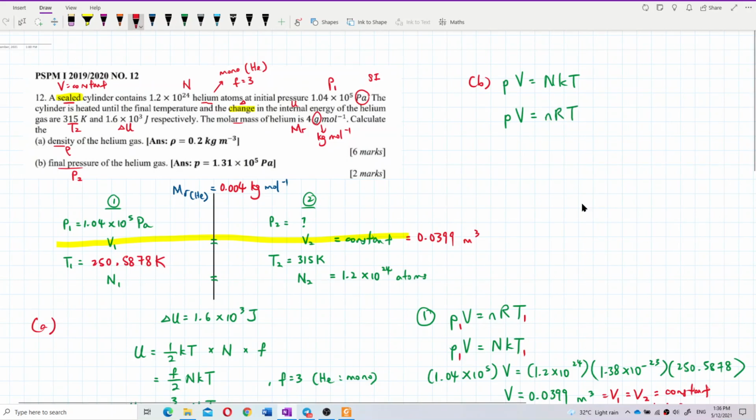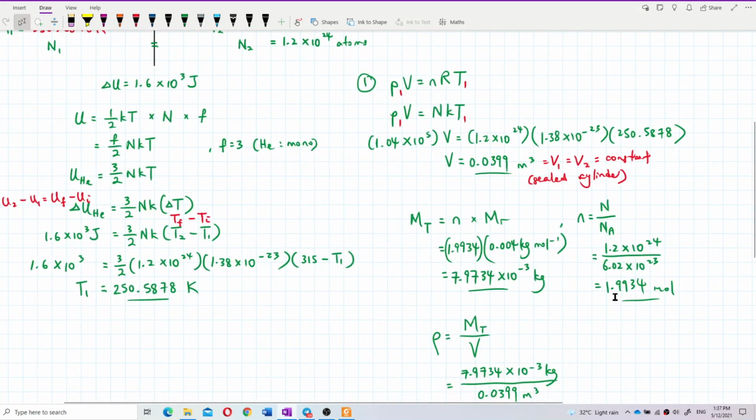Just make sure since you are finding the final pressure, the pressure here is pressure 2, and this one is temperature 2. The rest is the same because the volume is constant. The total atoms is also constant because it's sealed. The helium cannot go anywhere, no extra helium comes from outside, and the helium inside cannot go out. So the total atom is still constant. What changes is just the pressure and temperature. Understand?